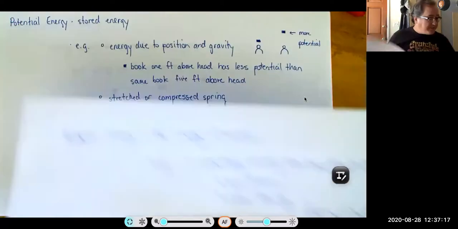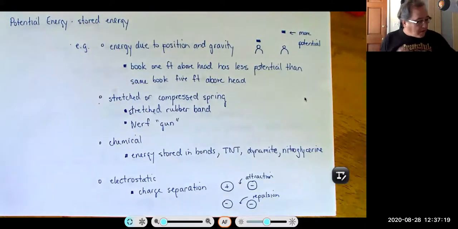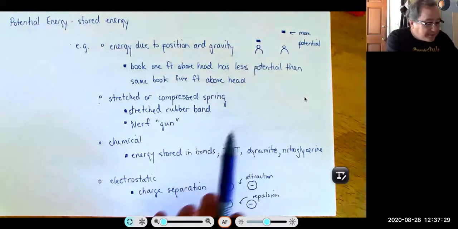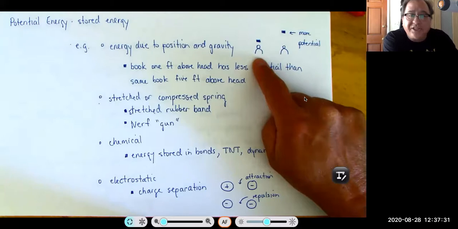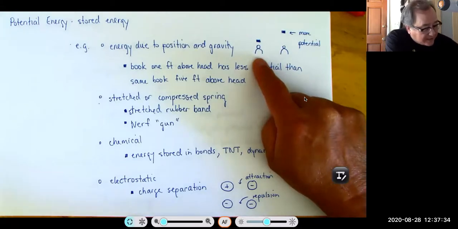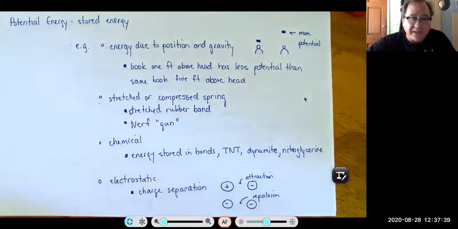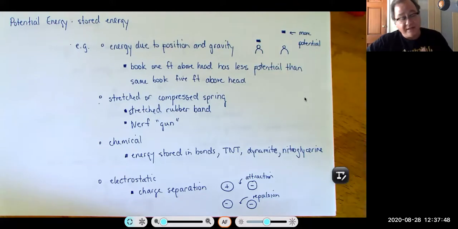Now, if we look at potential energy, there are 4 types. One type is energy due to position and gravity. So you can see in my drawing here, I've drawn a person. This happens to be my Facebook profile. It looks just like me. And here you can see that I have a book above the person's head, magically levitating. That book has potential energy. And if we were to let that book go, that potential energy would turn into kinetic, and then it would hit the person's head and it would turn back into potential.